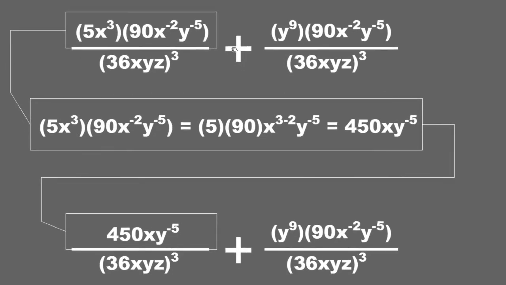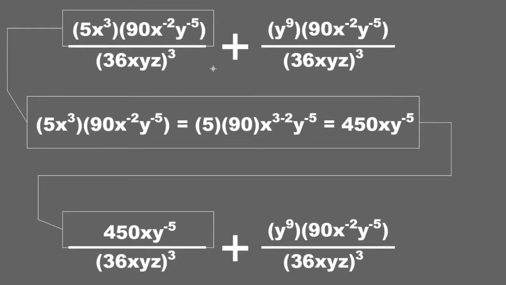The first thing that I'm going to work with is the numerator of this expression on the left. 5x cubed multiplied by 90, x with an exponent -2 and y with an exponent -5. I multiply the numbers first. 5 times 90 equals 450.